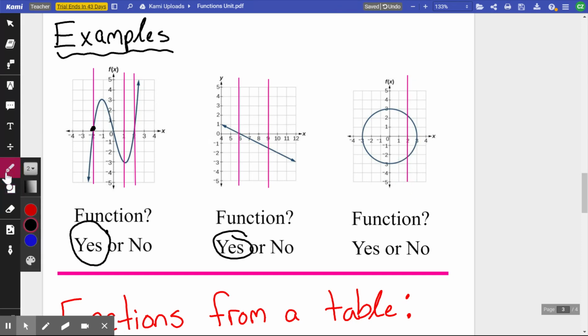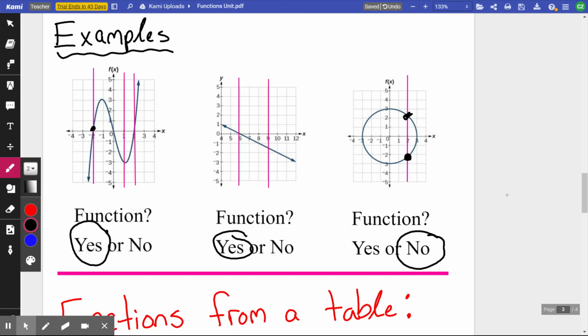And what do you notice when I draw that vertical line in? Well, it hits the circle at this point and at this point. So since this vertical line hits in two spots, it is not a function. Okay, vertical lines should only ever hit the graph in one spot to be a function, but in this case it hits twice, so it is not a function.